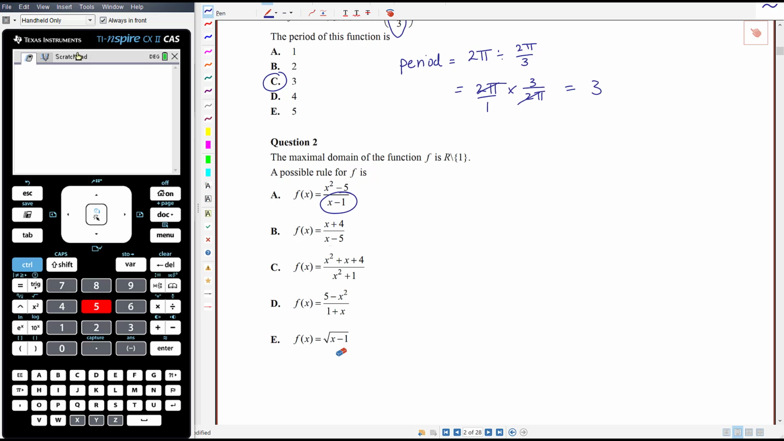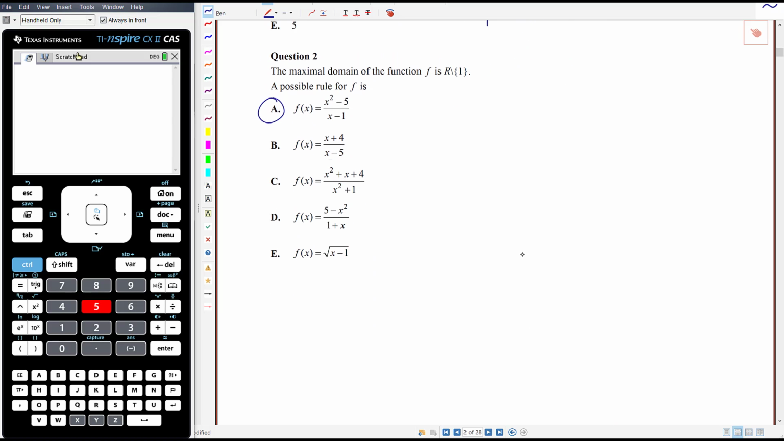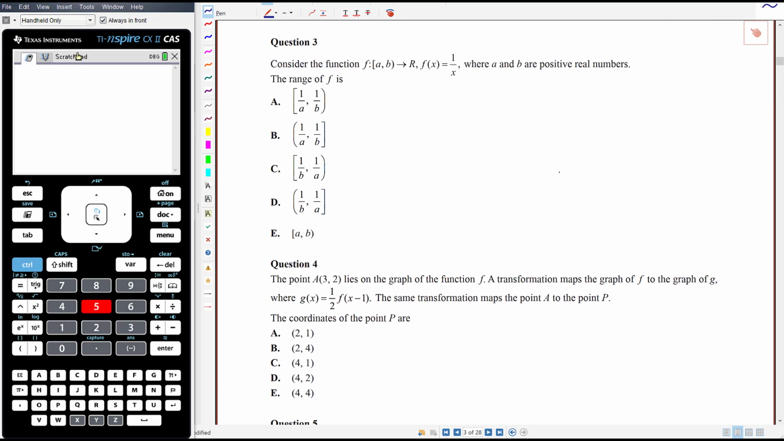So option A, it's all about what value would make the denominator 0, or in the case of the square root, what would make the number under the square root negative. And so this is the one where x equals 1 would be a problem, which is why 1 is being excluded from the domain. Obviously you could plot all those graphs on your CAS and see which one gives you that domain, but that would be a very cumbersome way to try and answer that question.